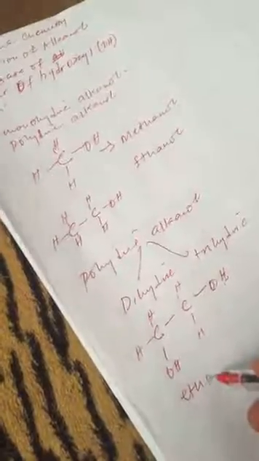And the name of this compound is simply, from the parent name with carbons 1, 2, ethane 1,2-diol. From the parent name, we have ethane. The first carbon atom is carrying one hydroxyl group. The second carbon atom is carrying another hydroxyl group. And as such, because we have two hydroxyl groups in the compound, it's called diol. So we have ethane 1,2-diol.